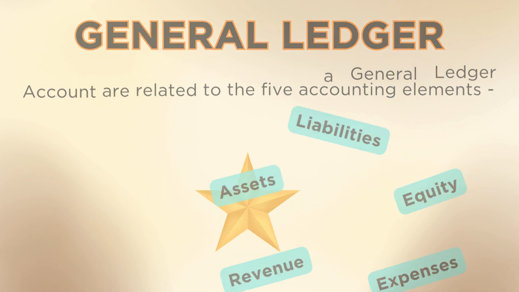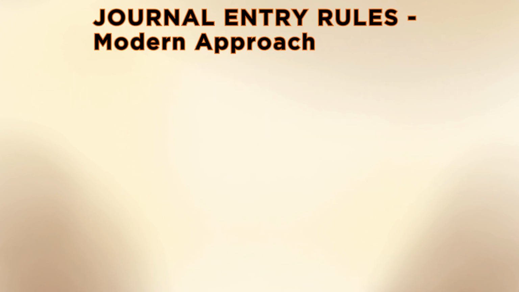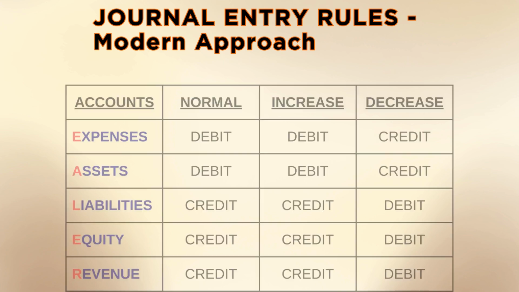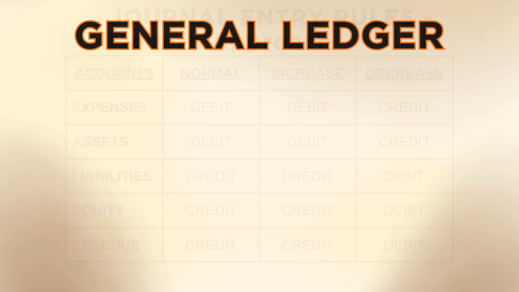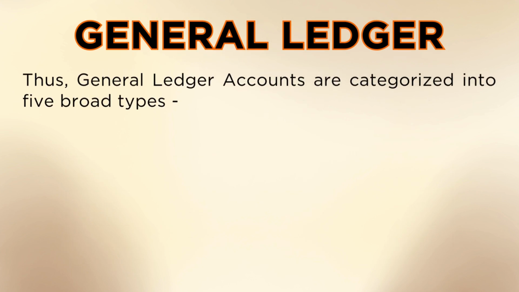Just to recall, we had studied about normal debit, credit balances and the rules for making journal entries for these 5 accounting elements based on the modern approach. If you have not watched my video on journal entries, you may please check the same at the end of this video. Thus, general ledger accounts are categorized into 5 broad types.